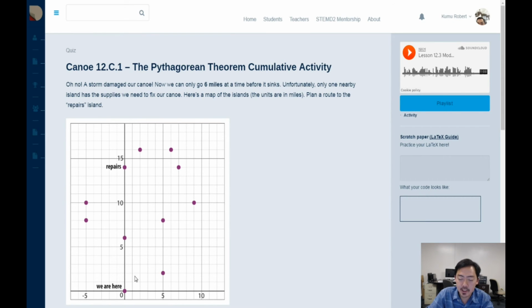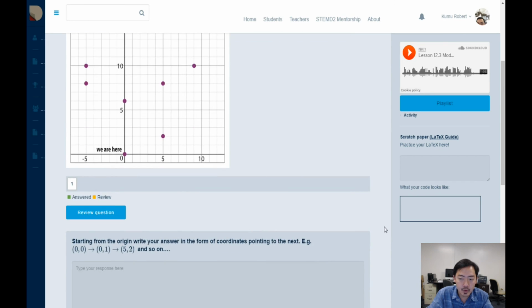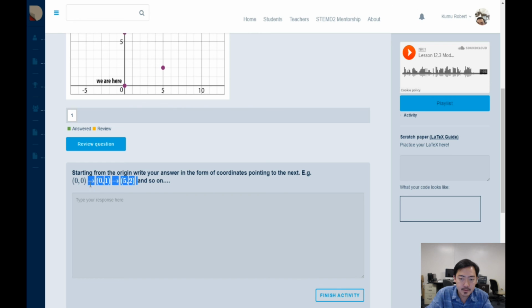Here is a map that tells us where we are, where we want to be, and the islands that are all around us. And what we want to do is find a path from here to here by hopping on these islands. Remember, we can only go 6 miles at a time, so we have to be careful to make sure that any two consecutive islands are not more than 6 miles apart. We ask the students to describe their path using a sequence of ordered pairs, just like in this example.